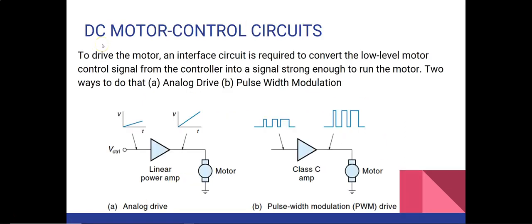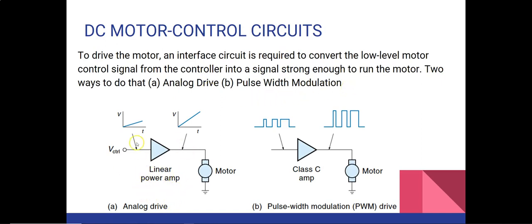Now next we have DC motor control circuits. To drive the motor, an interface circuit is required to convert the low-level motor control signal from the controller into a signal strong enough to run the motor. And there are two ways to do that. The first is the analog drive, and the second is pulse width modulation.